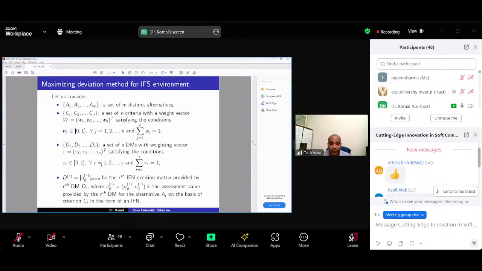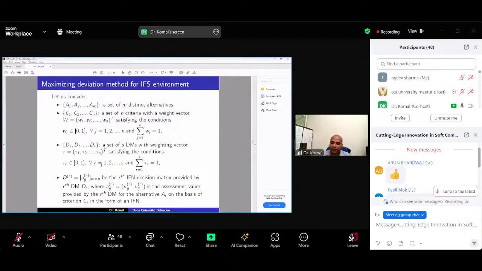Here I am denoting the experts by D1, D2, ..., DS. Suppose we have S experts with us, and again we need to give them weights, because depending upon their qualification we can assign weights. For example, suppose one expert is a PhD holder, so we will give more preference to them. Suppose the second decision maker is an engineer, so we can give a different weight to them. That's why weightage is also required for the decision makers. Here the weights are denoted by tau 1, tau 2, ..., tau s. Again, they are weights, so they satisfy the same condition: each weight is within 0 to 1 and their sum is 1.